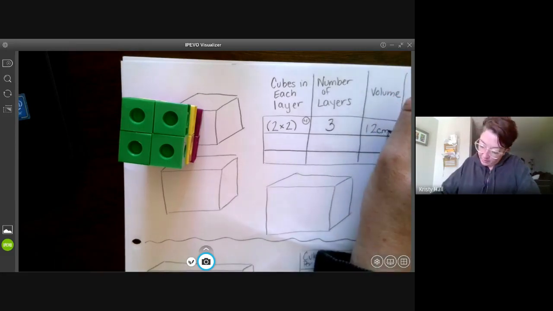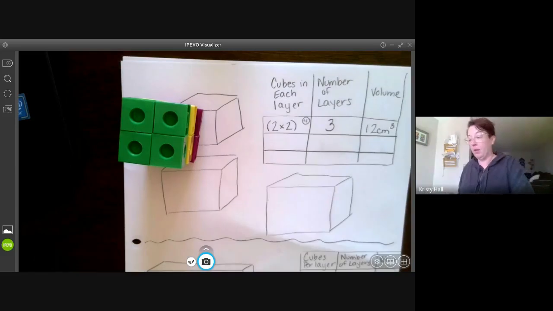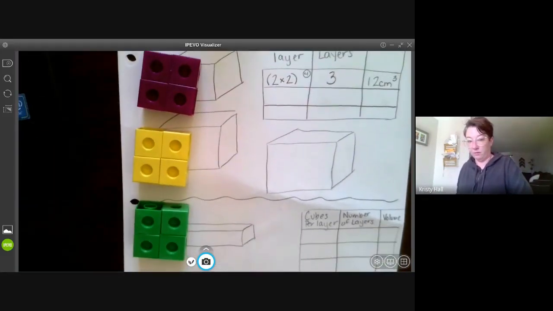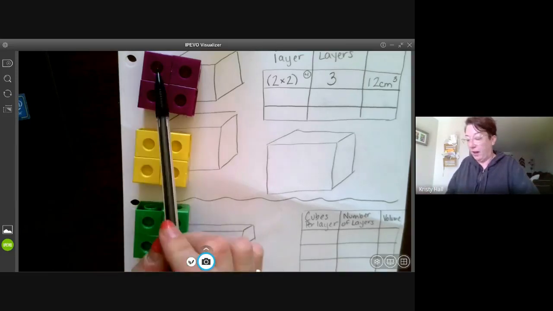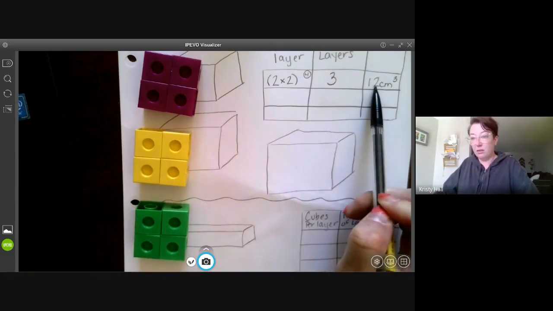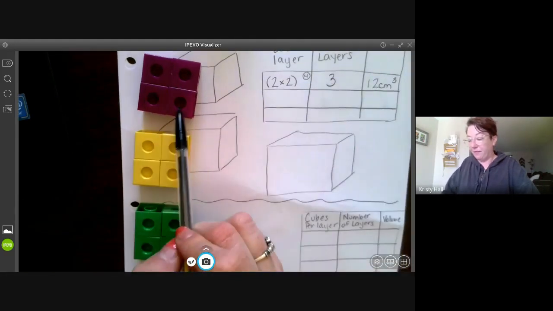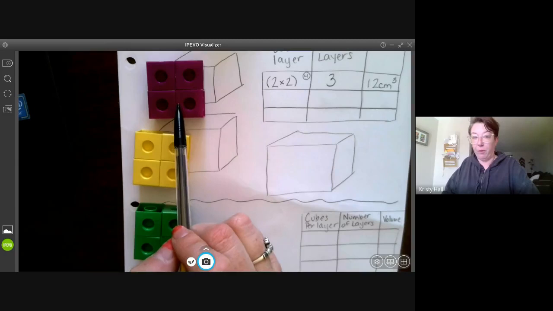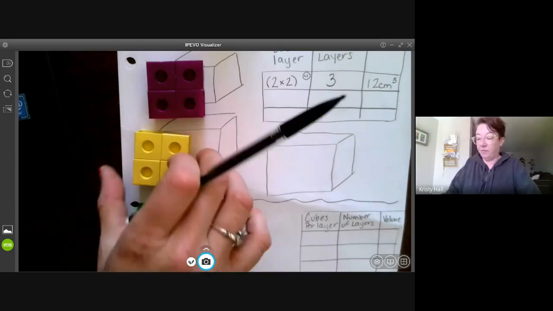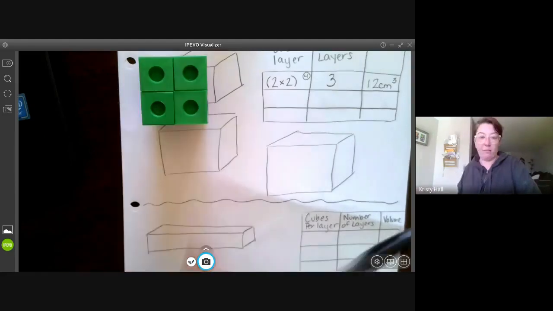And I'm going to use cubic centimeters today. So if I take those 3 layers apart, I have 1, 2, 3, 4, 5, 6, 7, 8, 9, 10, 11, 12, which matches what I found for my volume. So I basically used an area formula to find how many blocks are in the layer, and then I multiplied that layer by how many layers I had.